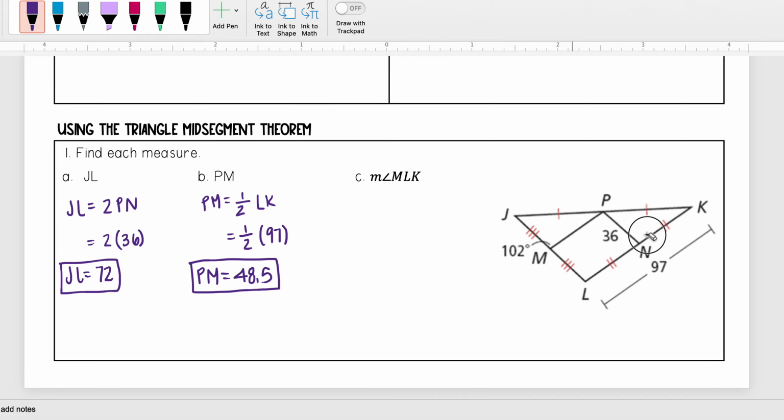Okay, then the last one's asking me to find an angle measure. And I want to find the measure of angle MLK. So I want to find this angle measure right here. Again, we know that PM and LK, another relationship that they have is that they are parallel lines. And so kind of similarly to what we saw in our previous problem, I see that angle JMP and MLK are corresponding angles. And so that means that they are congruent. So that means that the measure of angle MLK is also going to be 102 degrees.